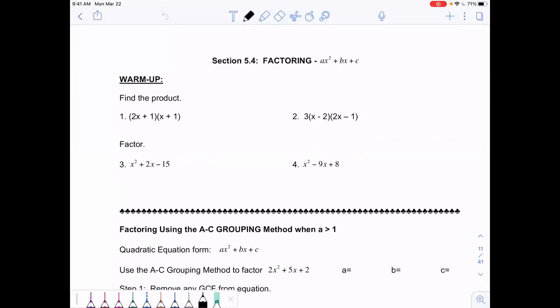Would you like to do the warm-up problem? I'd say maybe just do one of each. Yep. No problem at all. Everybody a quick second to get those on up.